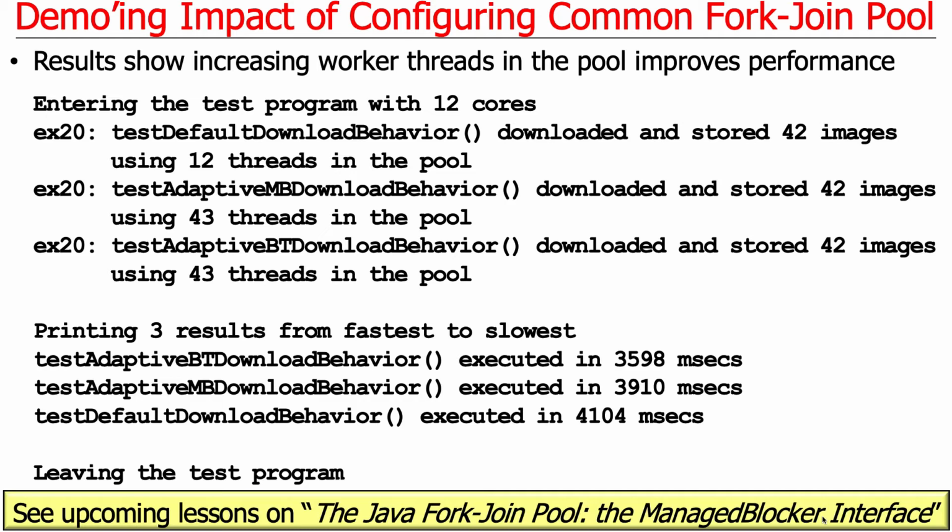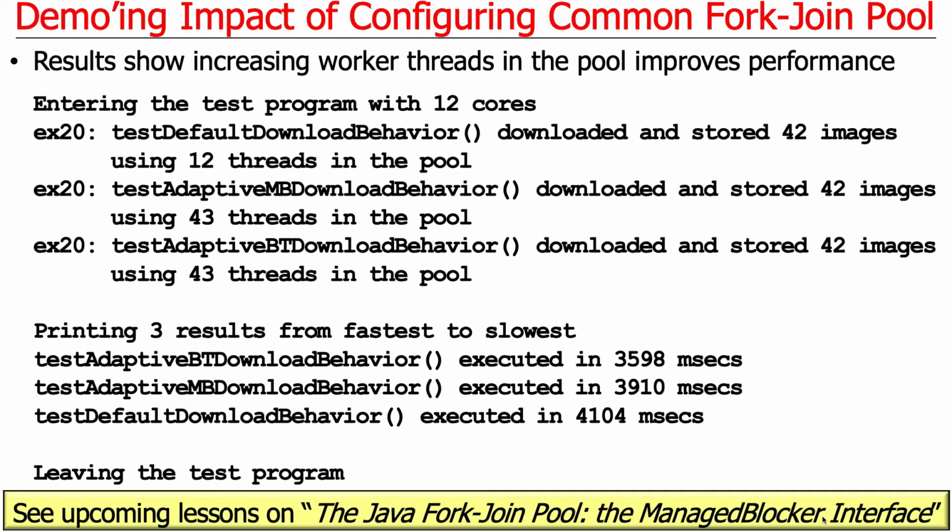Because they're downloading images, they'll block. And the images are rather large, so they'll definitely block. You can see here, we basically end up adding a new thread to the pool for every image that's downloaded. So we end up with 43 threads in the pool for both of these versions versus the default number of 12. Then when the whole program is done, it'll print out how long it took to run.